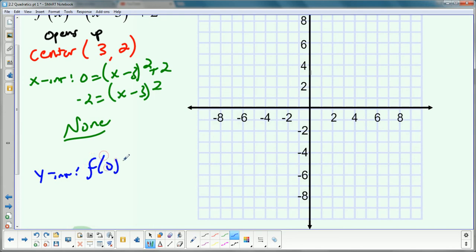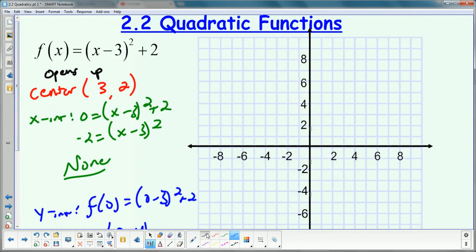And we're going to say f of 0 equals 0 minus 3 squared plus 2. So 0 minus 3 is going to give us negative 3. Negative 3 squared is going to give us 9. Plus 2 is going to give us 11. So my y-intercept is going to be at 0, 11. Okay, so if I plot all of my points, I'm going to start with my vertex at 3, 2. And then I know I have a y-intercept at 0, 11. So I'm actually going to put a point way up here.